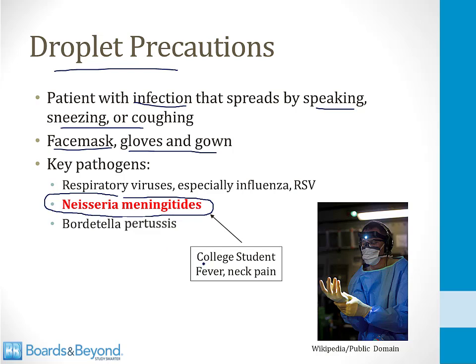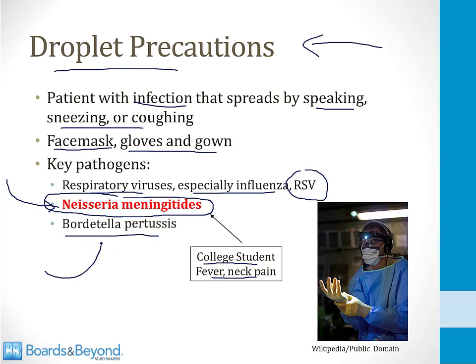So this typically occurs among college students with fever and neck pains. You can also have outbreaks among military barracks. But anytime a patient has Neisseria meningitis and is in the hospital, they will be placed on droplet precautions. Other times where you could see this are patients with respiratory viruses like influenza or RSV among children. Also, you can see it among patients who have Bordetella pertussis. This causes whooping cough, but you almost never see this in the United States because of immunizations.